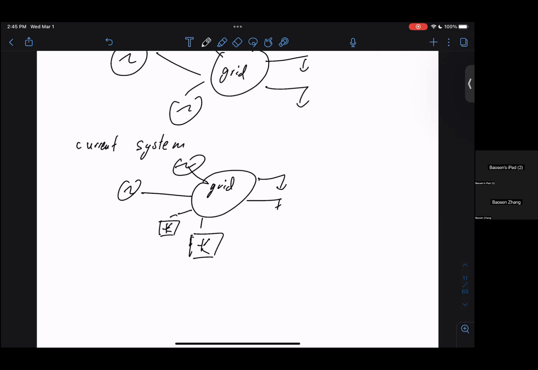So then, from the grid point of view, you don't see this rotating inertia directly. So these are inverters, right? We have inverters. Okay. So now the question is, if the loads start to change, what do these things do? Should they respond? If they can't respond, how would they respond?